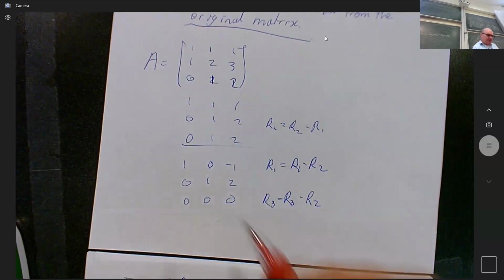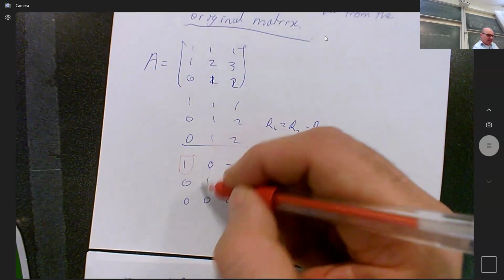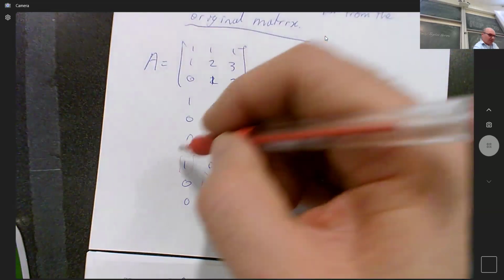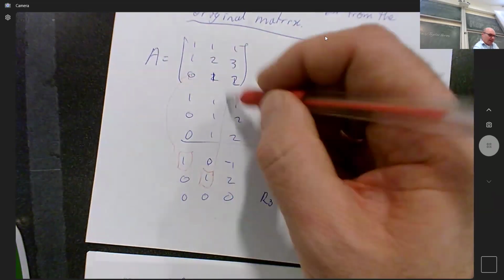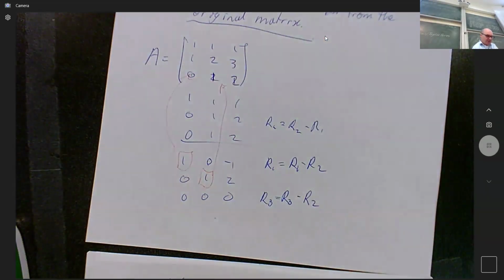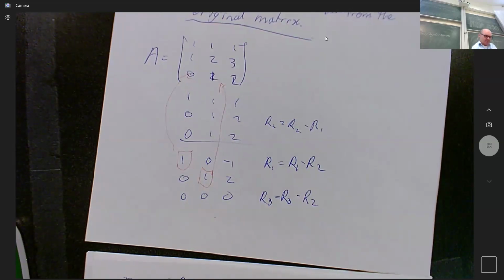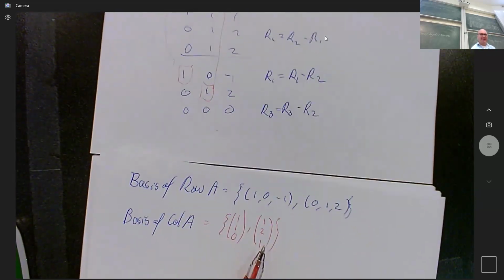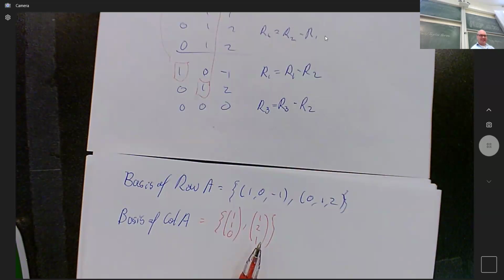All right, so this is where I've got a pivot here and a pivot here. And so that means I've got to go up to that column and that column. And so it's going to be 1, 1, 0, and 1, 2, 1. All right. Yeah, so I've got these ones.